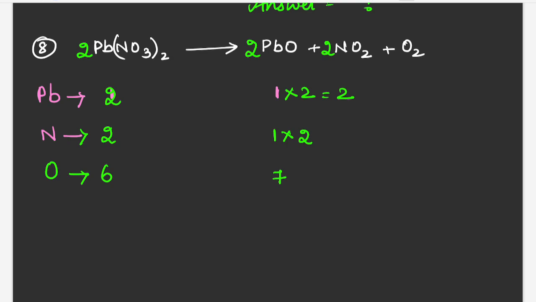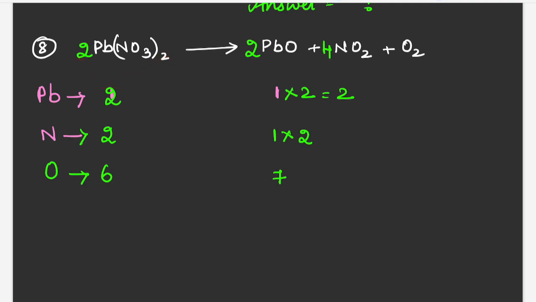So now check the nitrogen atom. So nitrogen, if I see how many nitrogen atoms are there, 2 into 2, so totally 4 nitrogens are there. But here we have written 2. So I'll have to balance this again. So I'll have to remove this and write 4. Is that clear? So here 2 2s are 4 nitrogen. Therefore I have written 4 nitrogen.